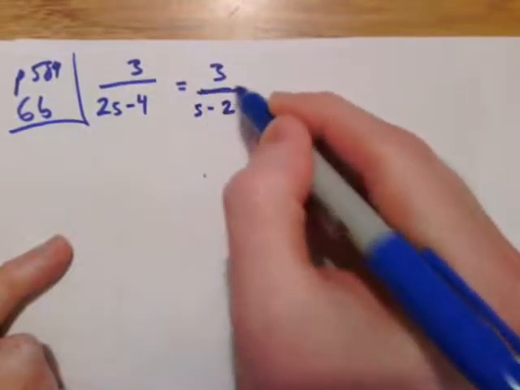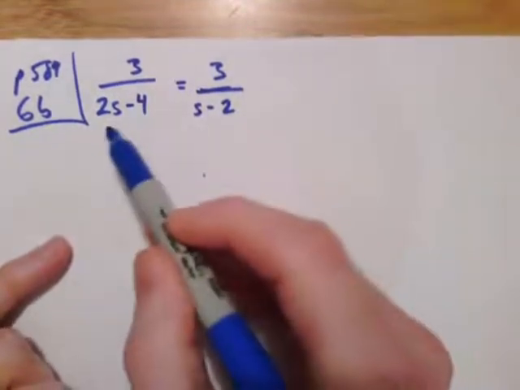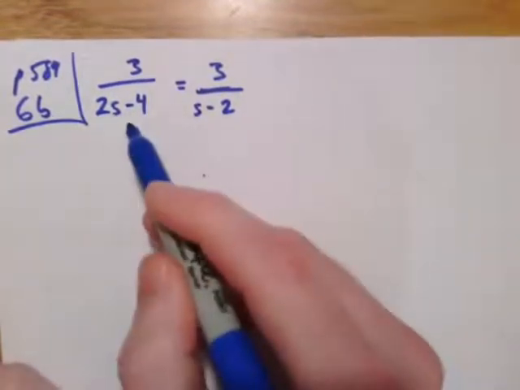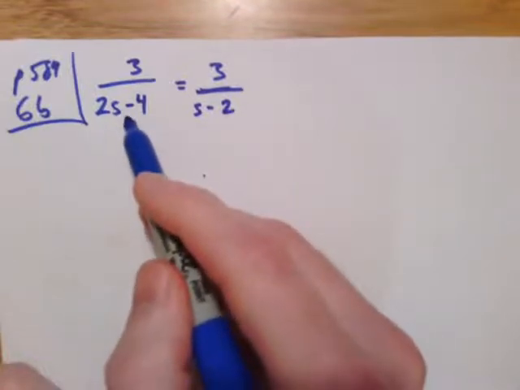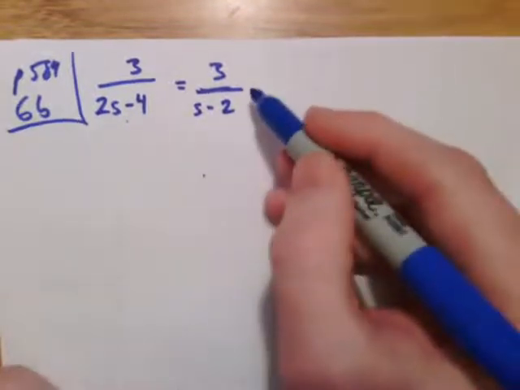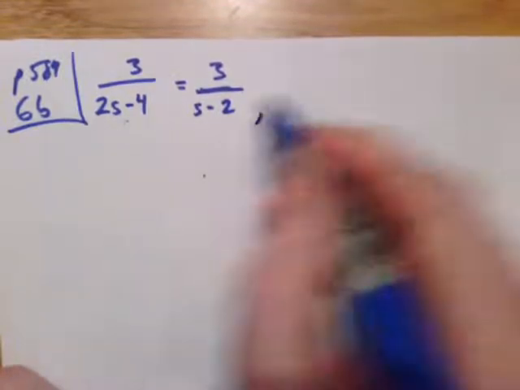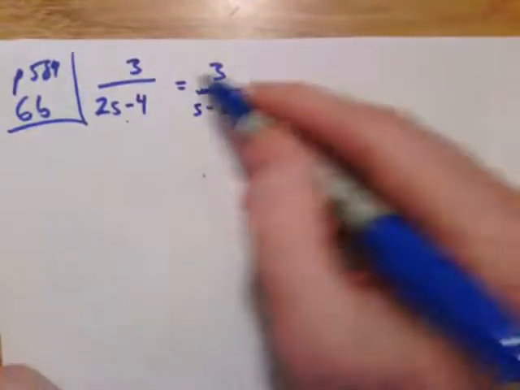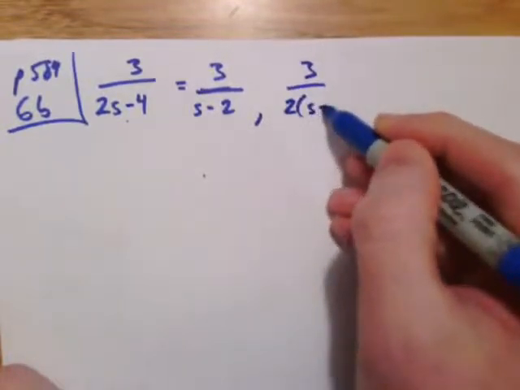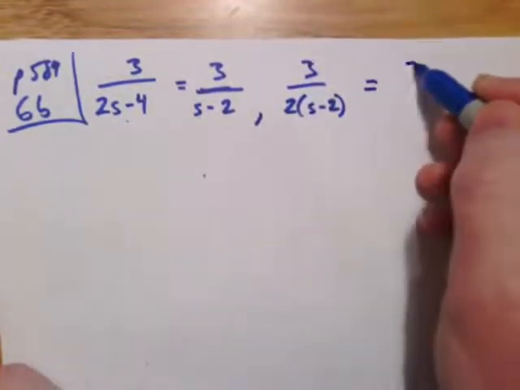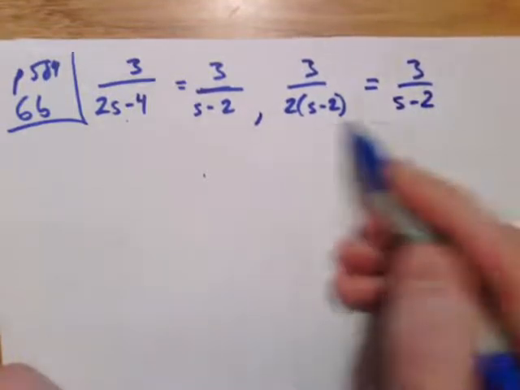3 over 2s minus 4 equals 3 over s minus 2. Cool? Now we have to figure out what our common denominator is, and it might be easier first if we factor, okay? So I'm just going to do this over here just to save space, because this might take up some space. So 3 over 2 times s minus 2 equals 3 over s minus 2. Okay, so nothing too crazy.